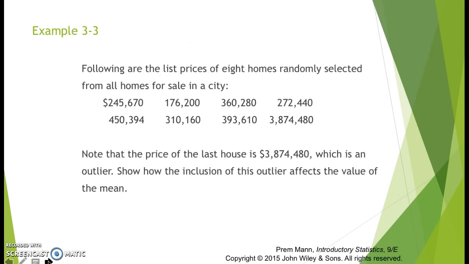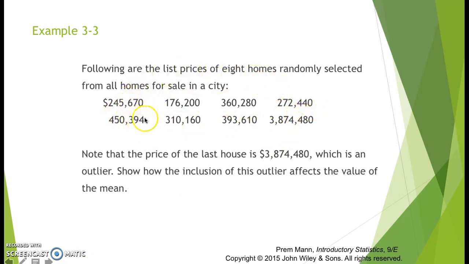So here are the list prices of 8 homes randomly selected from all homes for sale in a city. Note that we have this one price of a home that's very different than all the rest of them. It would be included or called an outlier. So this says show how the inclusion of the outlier affects the mean. So you're going to have to do 2 separate samples here.